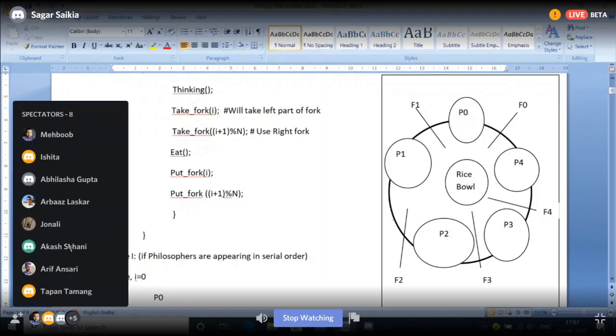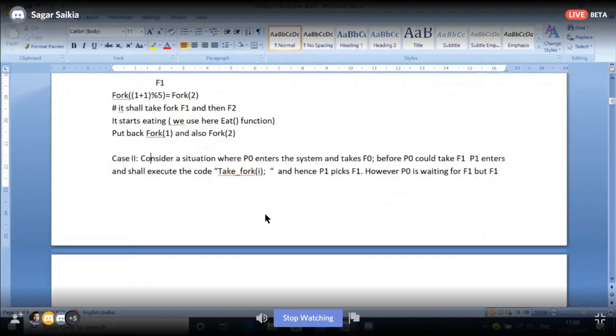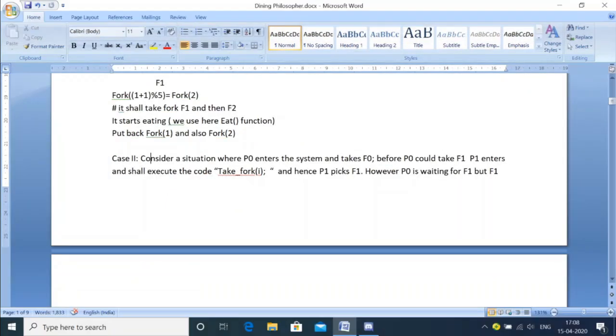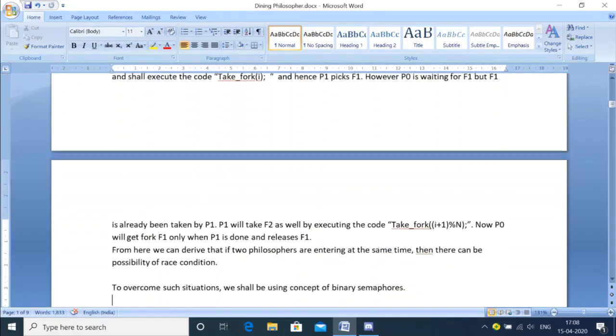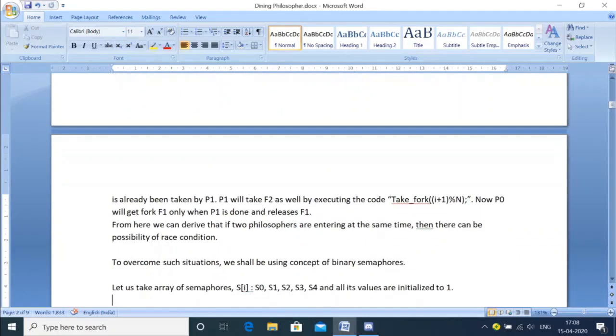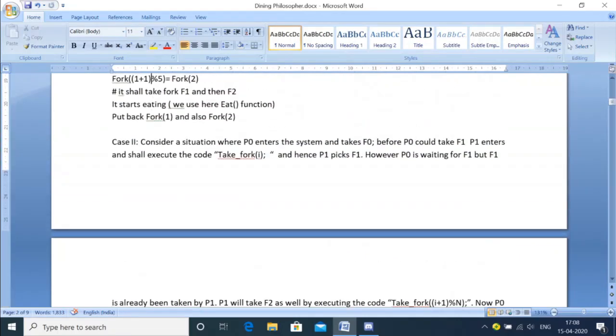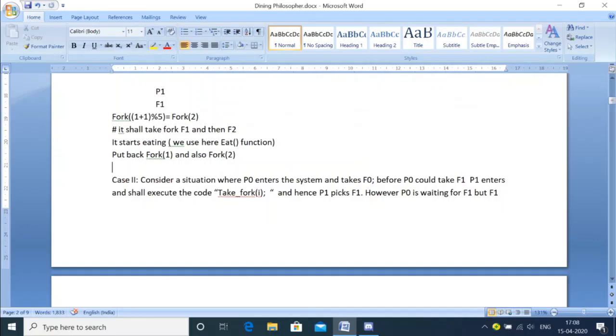Okay. Now, next is, let's say we have a situation where P0 is there and P1 also comes. Then again, if P1 is there executing and then P2 comes, then in that situation, what will happen? Because both of them will be competing, there will be basically the issue of a race condition. We already have seen what a race condition is.